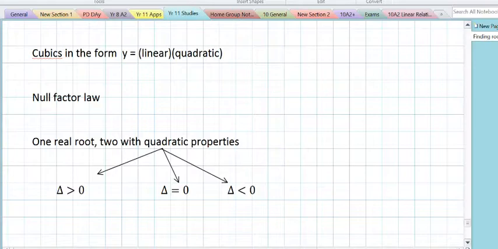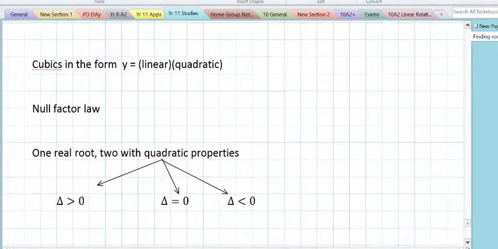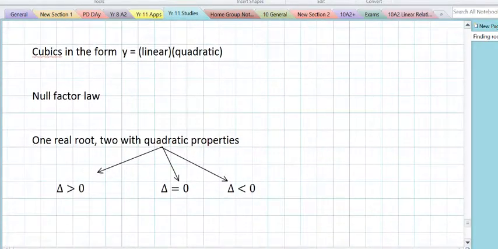So we saw a special case of that above. Here we have a linear multiplied by a quadratic. So that works out nicely for us. However, quadratics, as we know, have a whole series of properties. So when we have a cubic in this form, a linear and a quadratic, we'll always have one real root, because linears always give a real root. And a quadratic will depend on its discriminant.